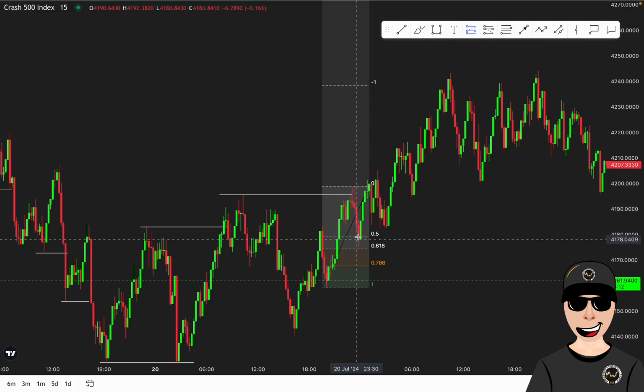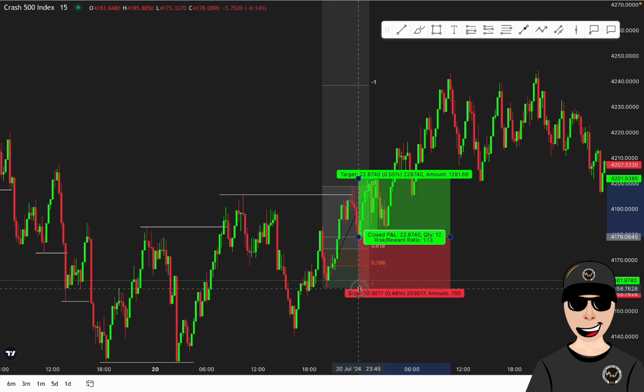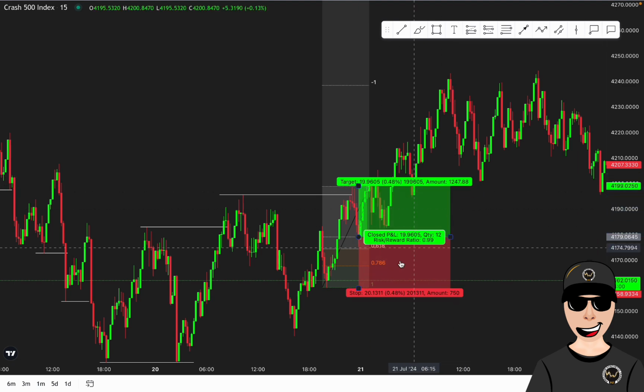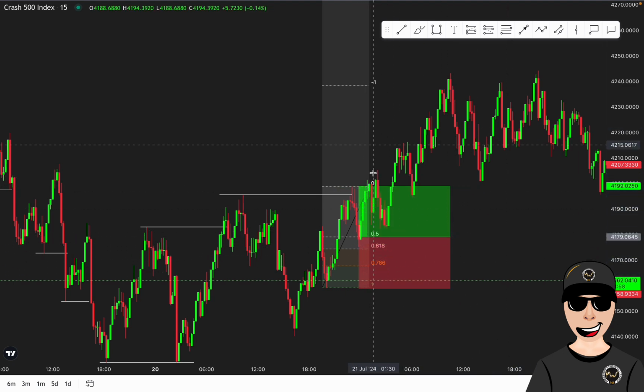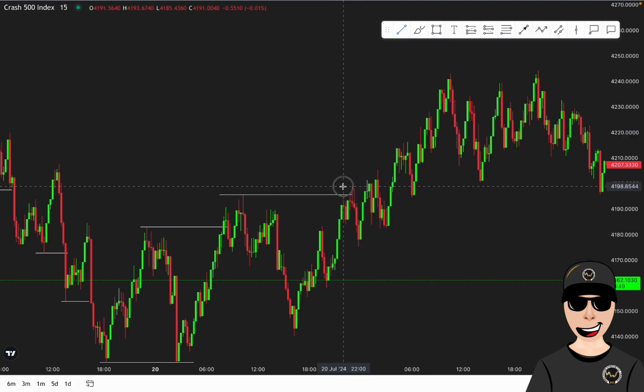Enter on the 50%. Didn't trigger our other entries. Stop loss below the 1, and we target the 0. Nice 1-to-1 risk reward trade. In, out. Winning trade. The next one, this high got broken there.